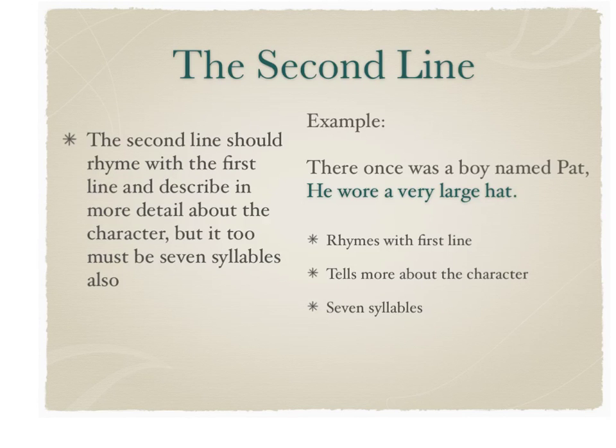The second line. The second line should rhyme with the first line and describe more detail about your character, and it too must have 7 syllables. Example. There once was a boy named Pat, and the second line is, he wore a very large hat. It rhymes with the first line, tells you a little more about your character, and it also has 7 syllables.